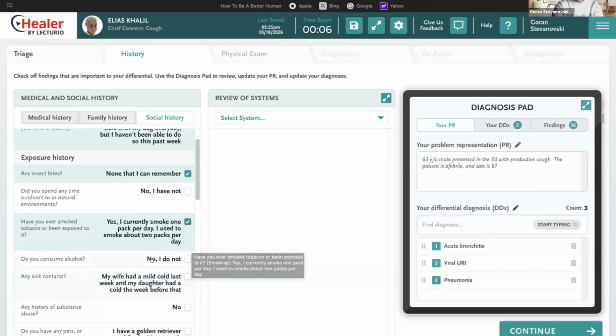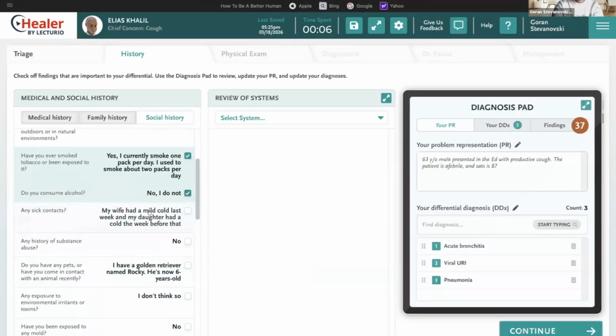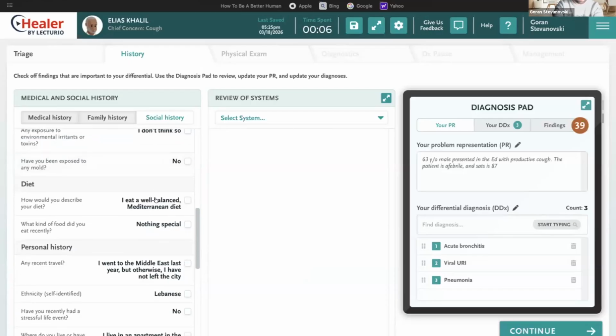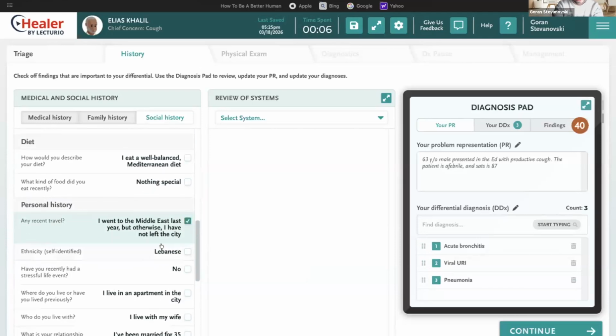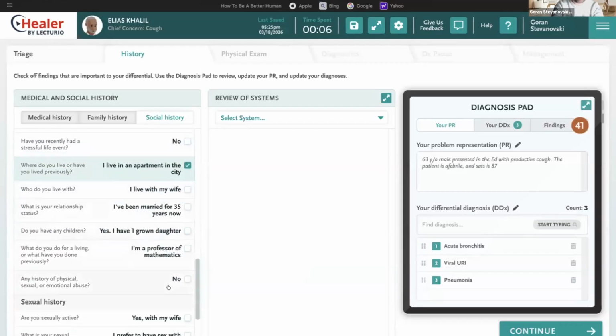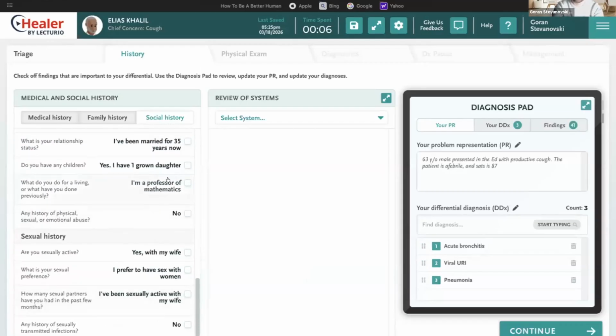He's an active smoker. He does not consume alcohol, and he has a wife with a mild cold last week, and his daughter had a cold the week before that. Right? So it's really interesting findings with this patient that will help us decide what is next in the differentials. He went to the Middle East, but last year. Otherwise, he had not left the city. And this is really important about timing as well. He lives in an apartment right now. And then there's obviously more information like professor of mathematics, which might be important, but might not.